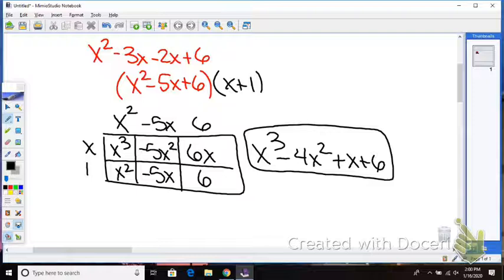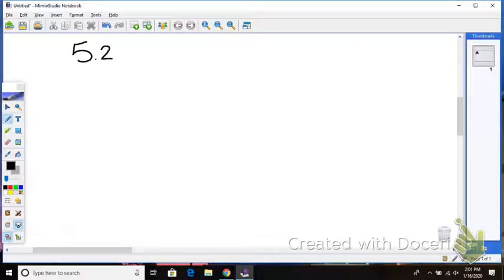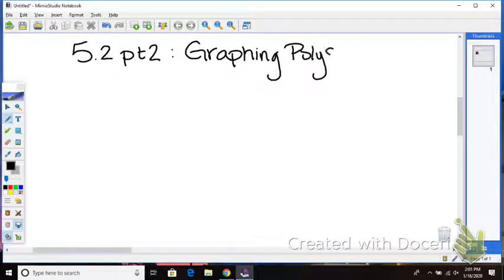So these ones go like this? Yeah. They've got multiple terms. And then we're going to graph polynomials, given the zeros and the end behavior. Wow. So this is 5.2 part 2. And we're going to call this graphing polys. Because that's the real new thing for today. So I'm going to attempt to draw us a pretty graph. It'll be great.